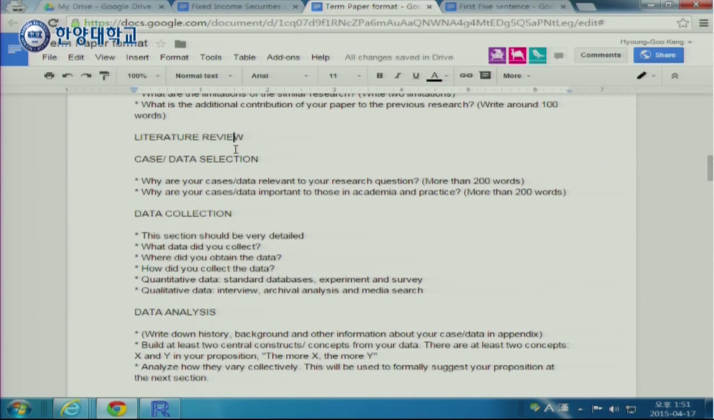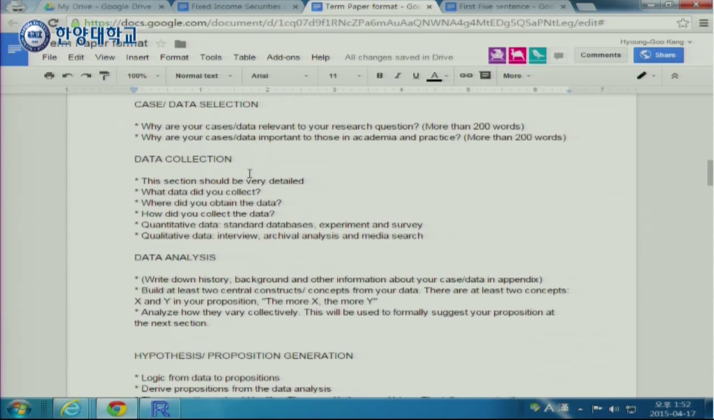Why are your cases or data relevant to your research question? More than 200 words. Why are your cases or data important to those in academia and practice? Basically, you have to explain why you analyze that data or case. And you have to explain why that case or data is important to other people. And next, of course, is data collection.